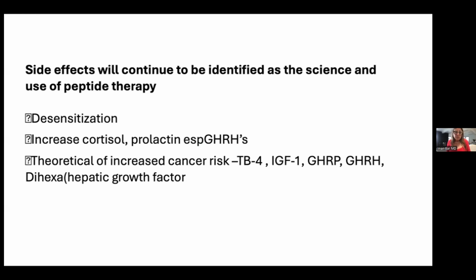They increase cortisol sometimes, or prolactin, especially the growth hormone releasing hormone peptides. Theoretically, they also increase the risk of cancer. So definitely, and JHK should be on this one too, because of the angiogenesis. So TB4 is one I don't use frequently, unless I'm sure my patient doesn't have cancer, because it grows tissues.